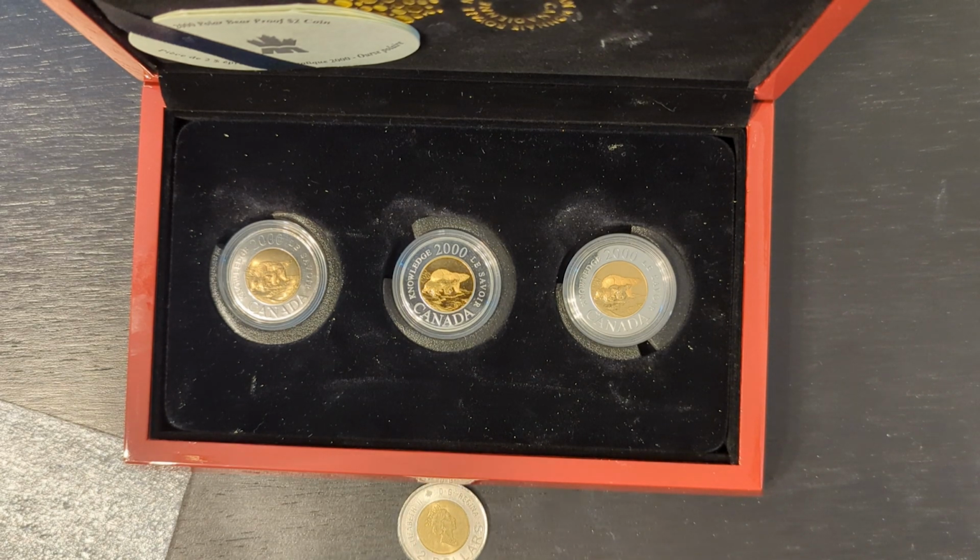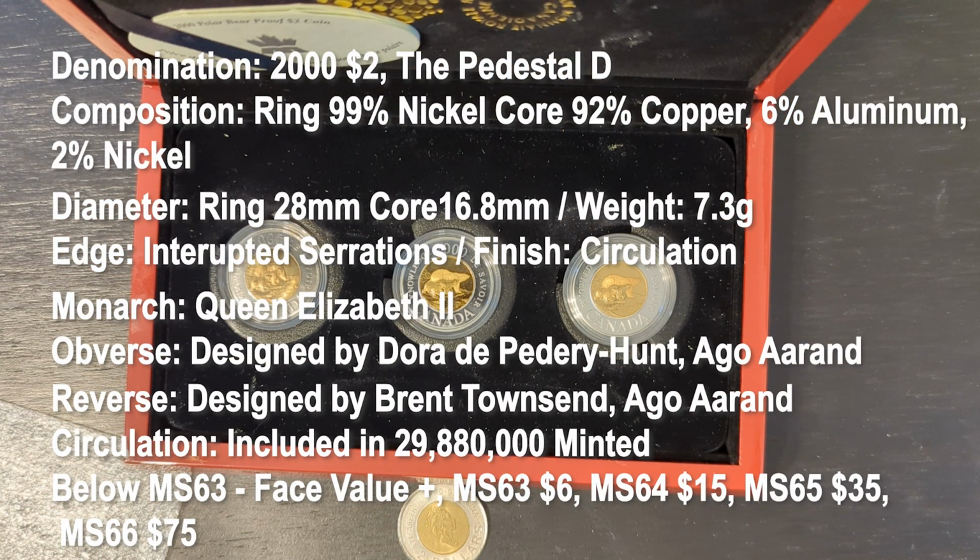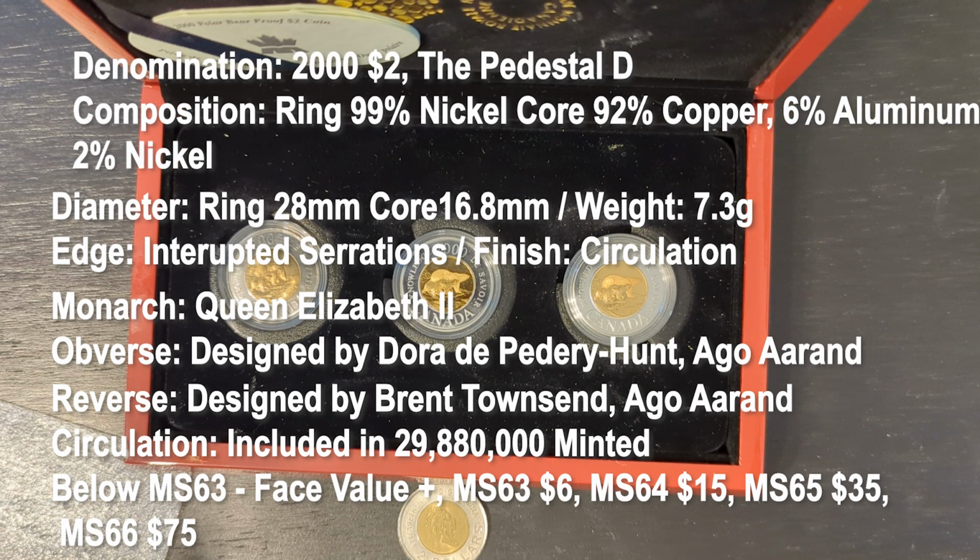The value of this error coin depends on the prominence of the die chip and the overall condition of the coin. Coins with more pronounced die chips and those in better condition, for example, uncirculated or mint state, are generally more valuable. Collectors may pay a premium for this variety due to its uniqueness and interest in error coins.